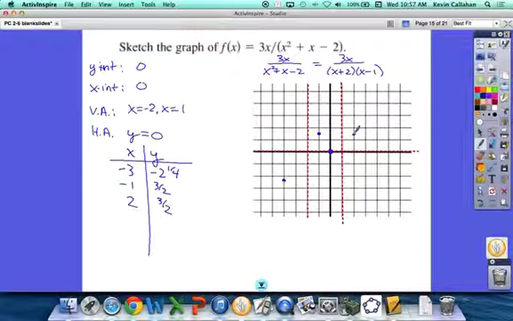Okay, so those are our points, and we can sketch in a graph. We expect that the graph is doing this and this. You could see the shape of it here, though I have a hard time seeing that. And like this.